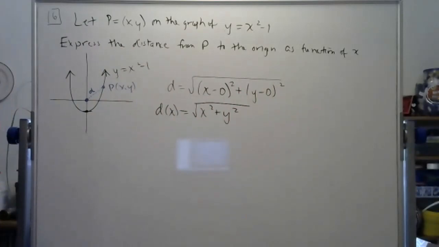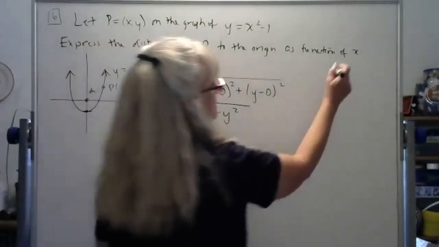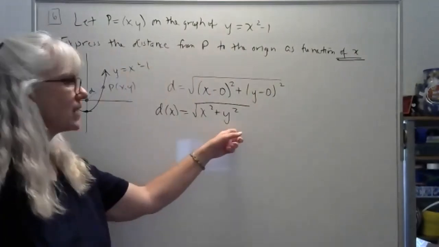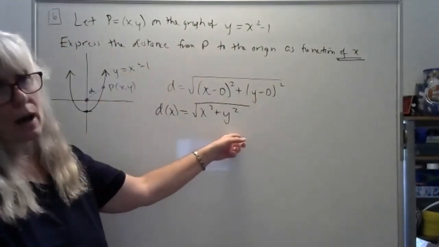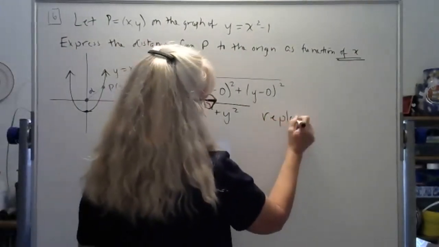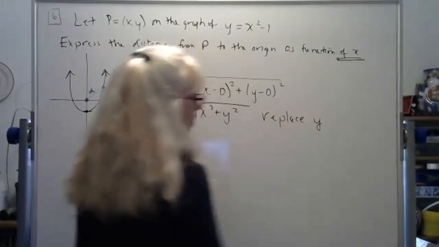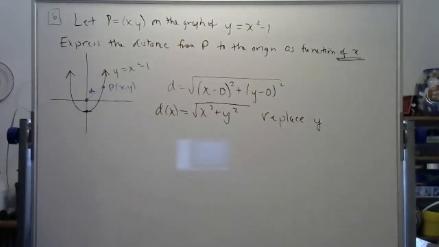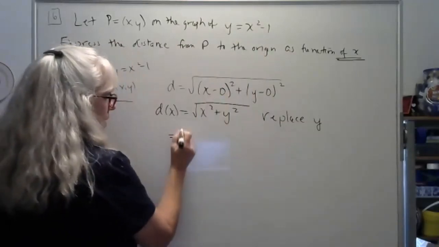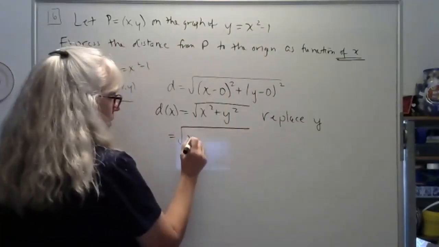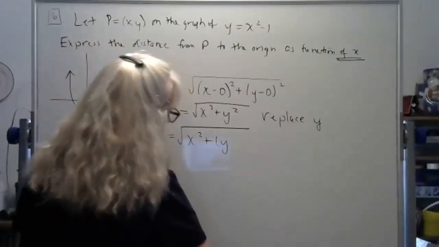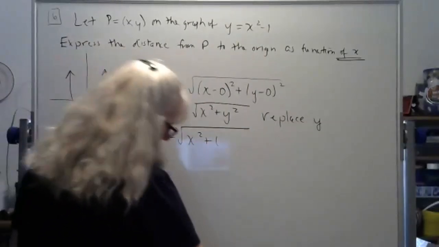The only problem is they want me to write it as a function in terms of x. So if I'm writing a function in terms of x, what can I not have inside the radical? The y. So we need to replace y in order to write that function as x only. And luckily for us, we know what y is equal to. So we're just going to go back and take that original equation and plug it in. So I have x squared plus x squared minus 1 squared.